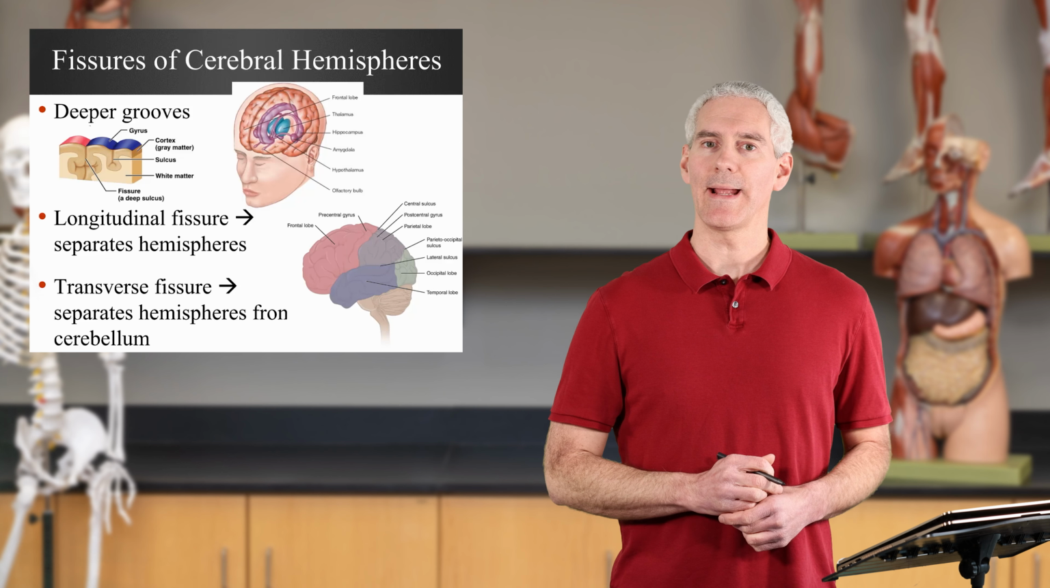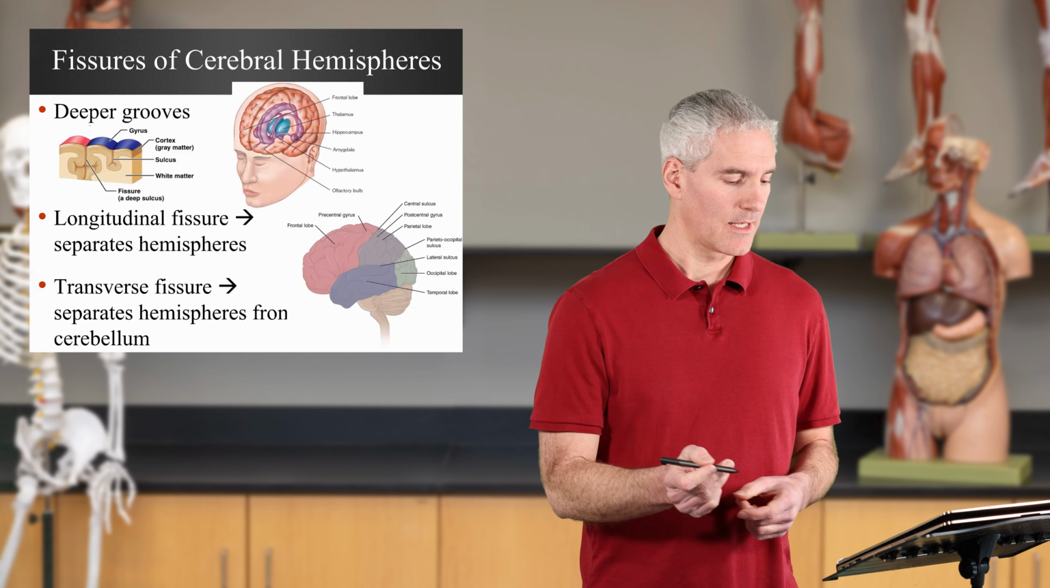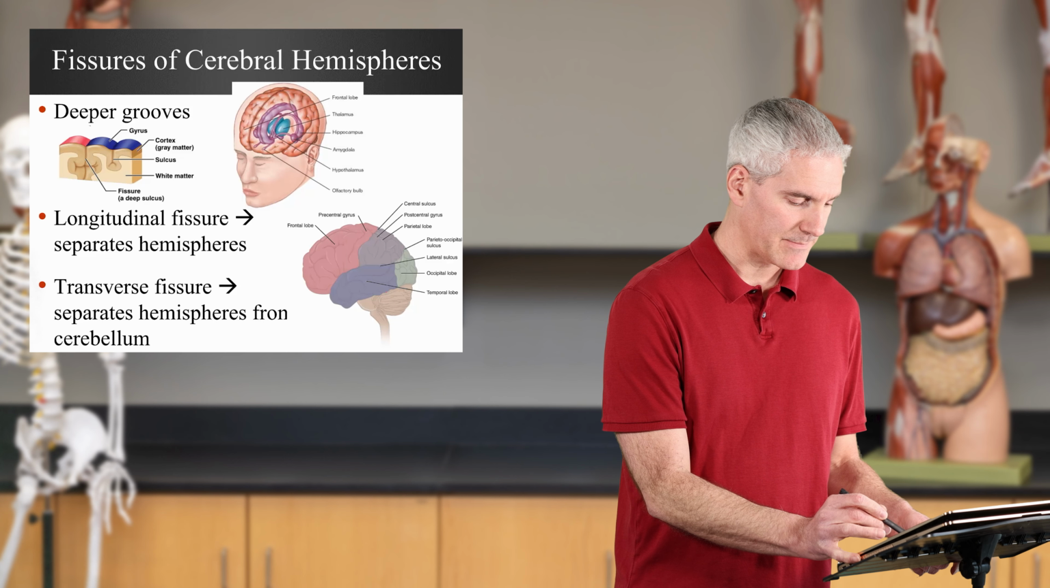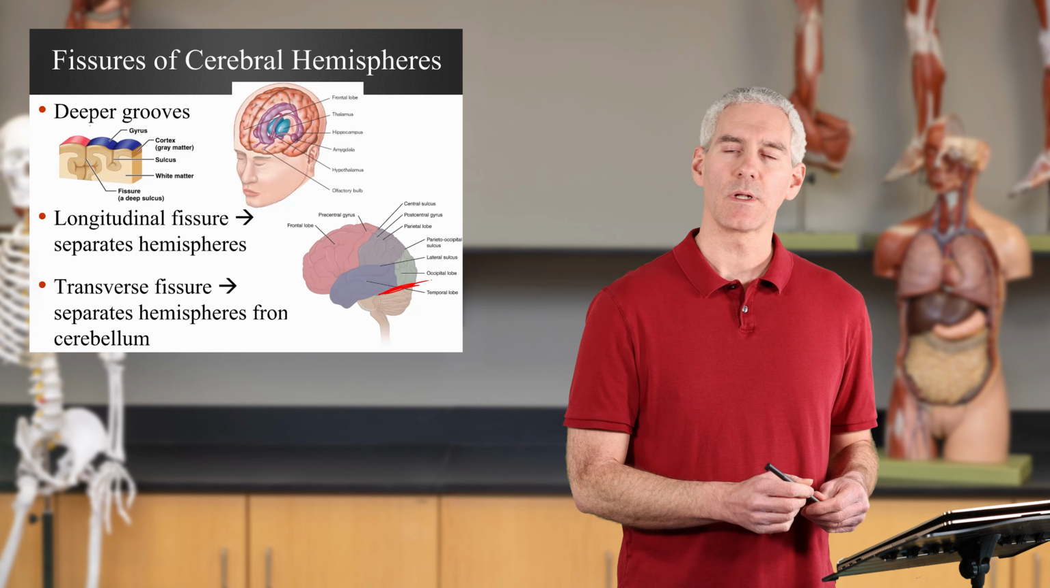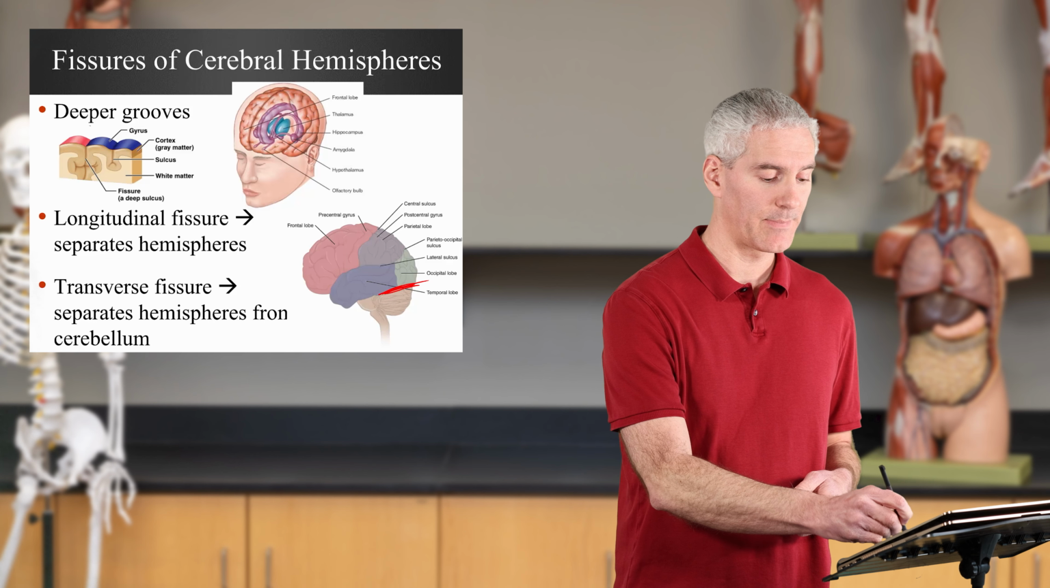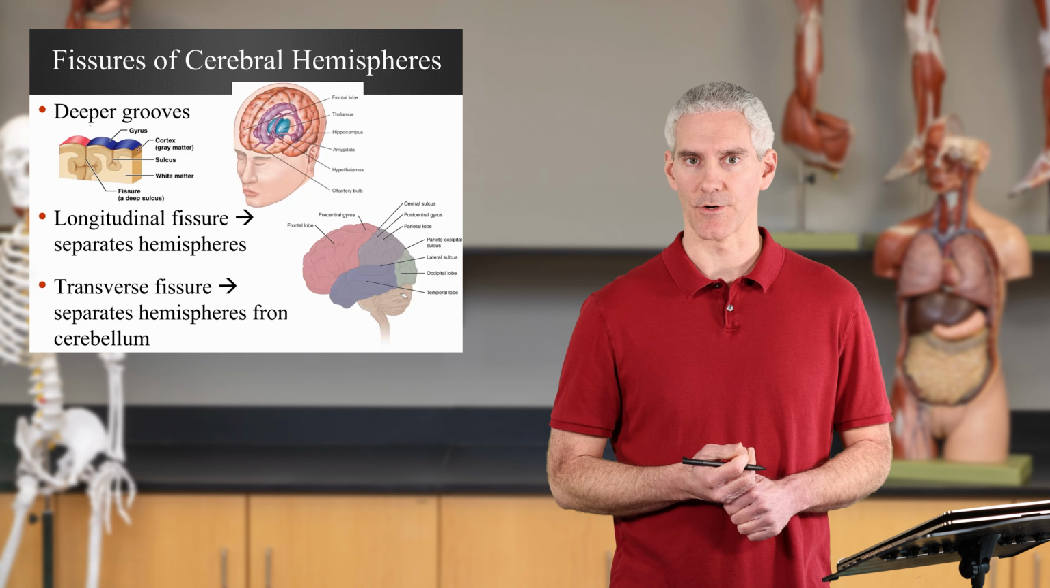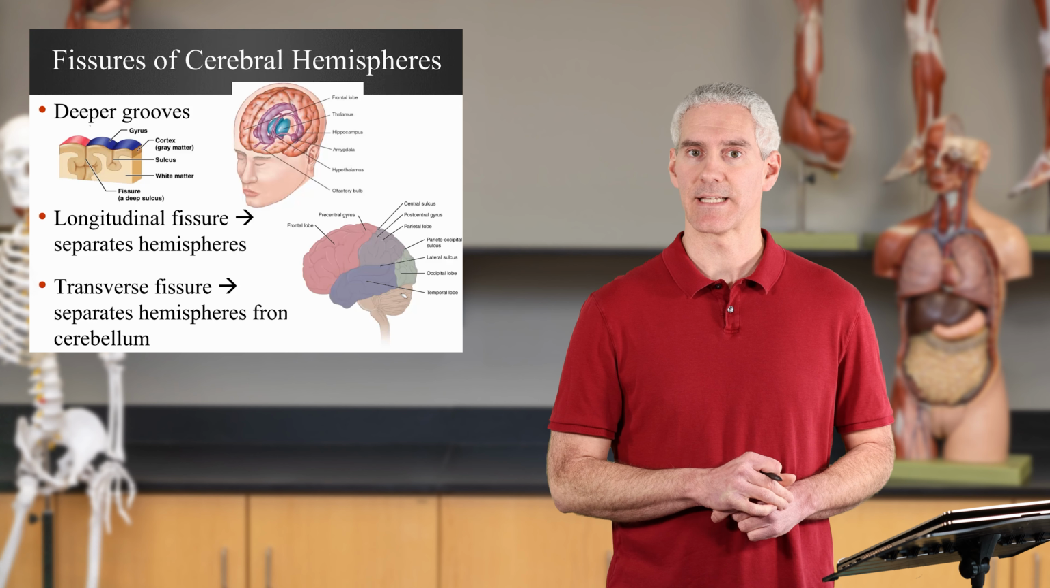You have the transverse fissure. Now, transverse fissure is this part back here. It's what separates the cerebrum and the cerebellum. The transverse fissure, cerebrum and cerebellum.